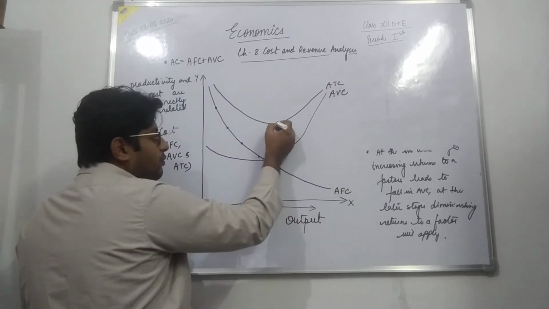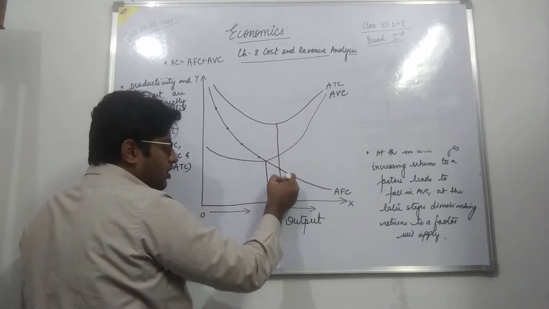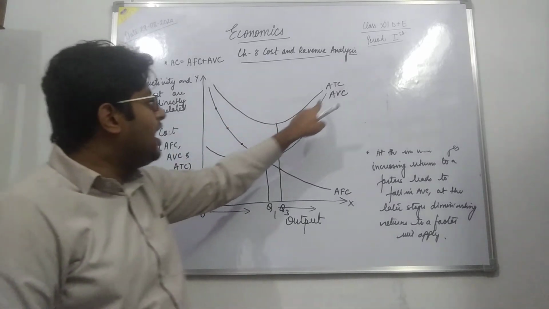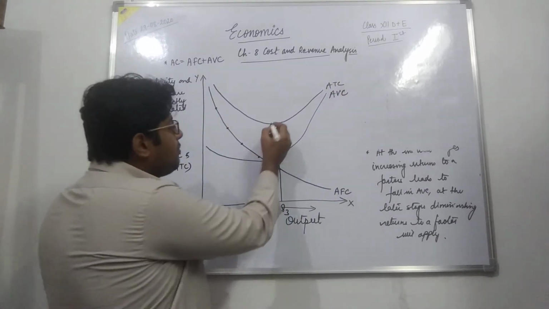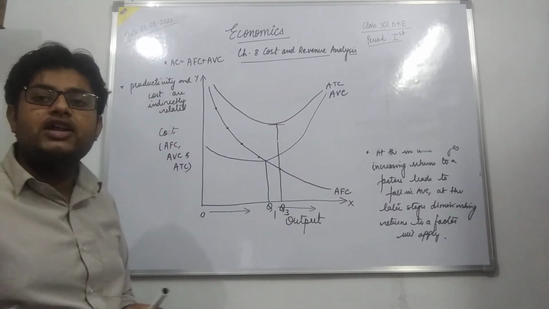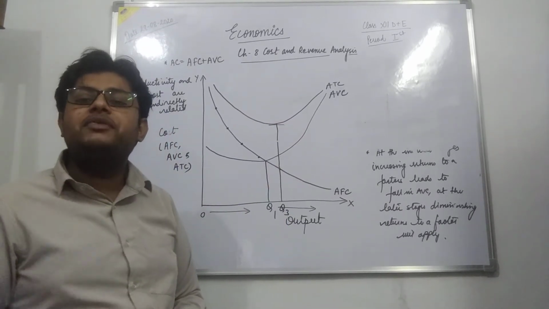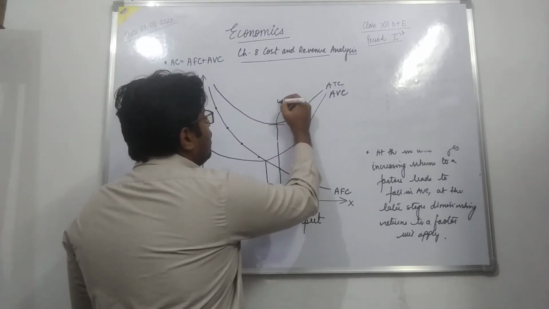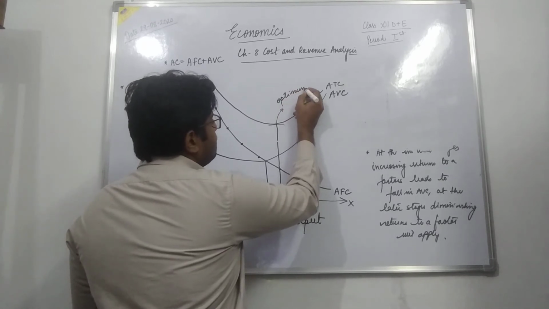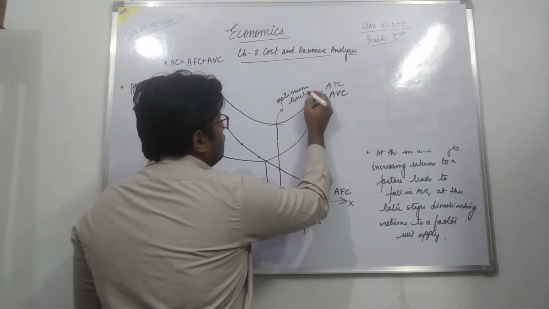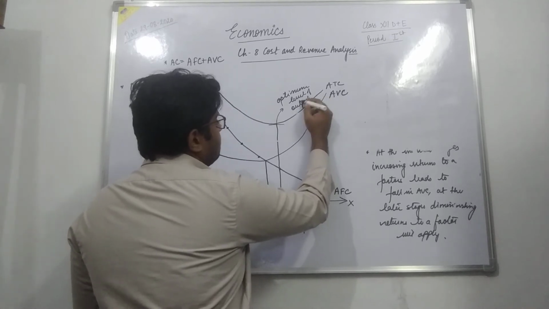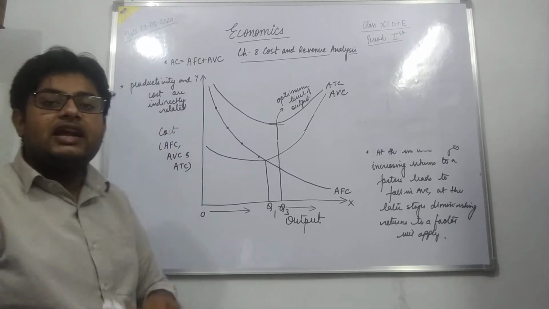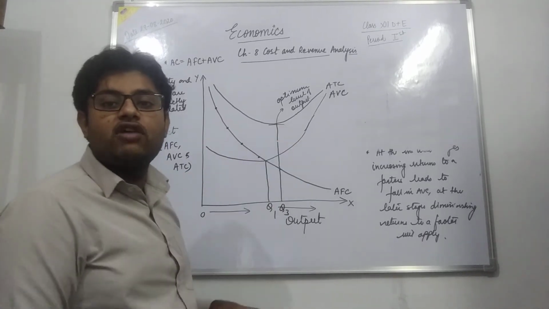and see the minimum point of ATC and draw a line and name it as Q3. This will be my average total cost, and the minimum point of average total cost is known as the optimum output level. Okay, it is known as the optimum level of output, because the average cost is minimum over here. That is why it is known as the optimum level of output.